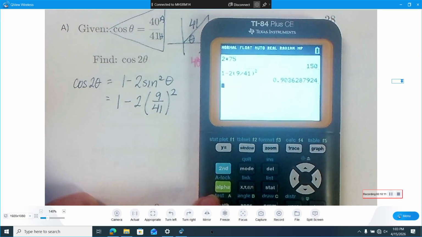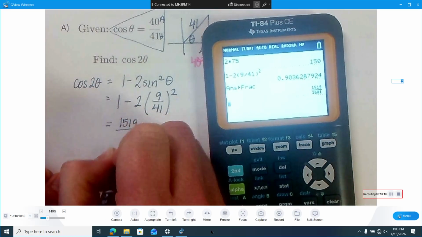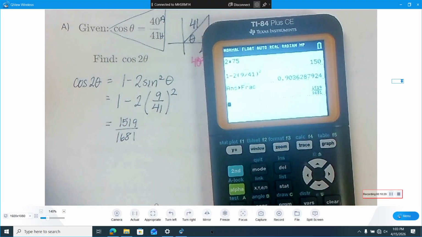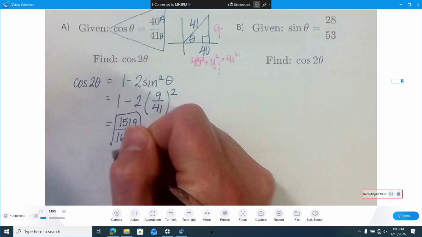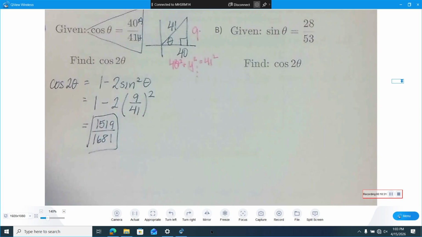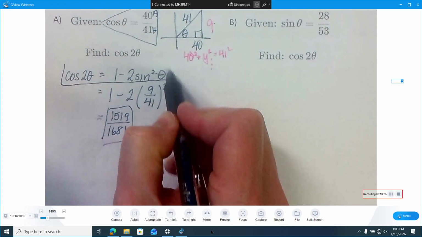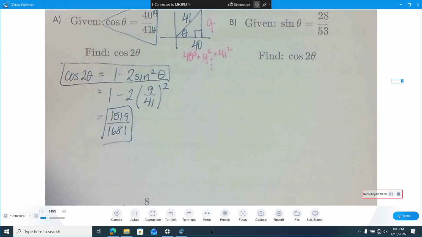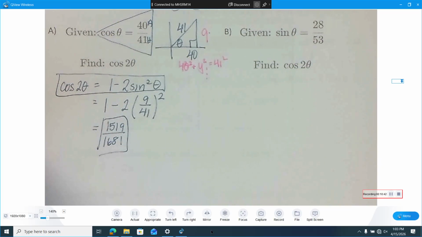Crazy decimal, what are we going to do? Math fraction, and we get 1519 over 1681. A very crazy fraction, but it is exact. That's it. All right. So was this the best choice to use 1 minus 2 sine squared theta? Probably, yeah? Well, it seemed pretty easy, didn't it?